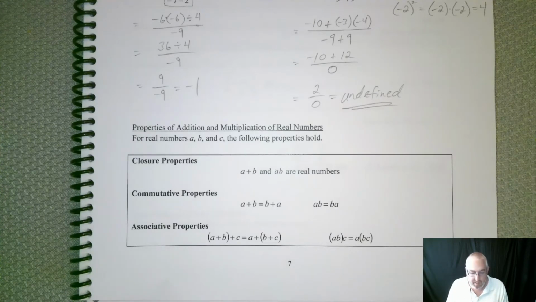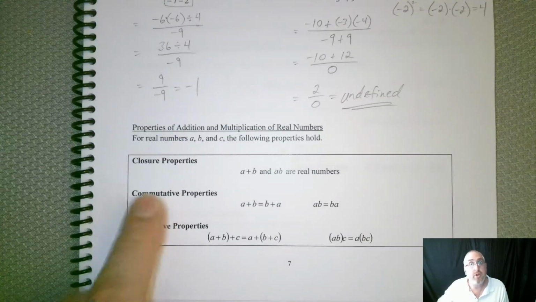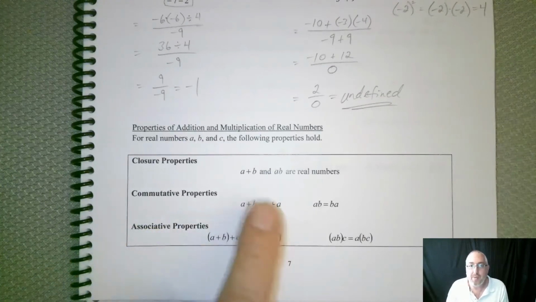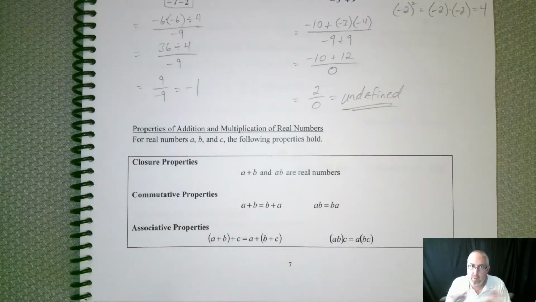But the big thing is the word commute. When you think of the word commute, you're traveling. Well, that's what's happening with this property. Sorry, the numbers are traveling. They're moving around. So that's how you can relate those two, relate how that property works.